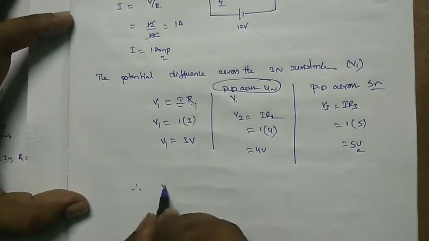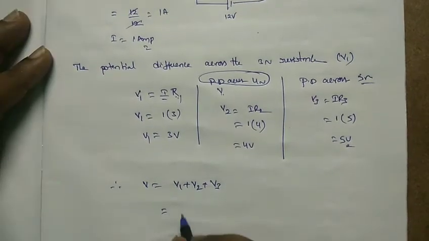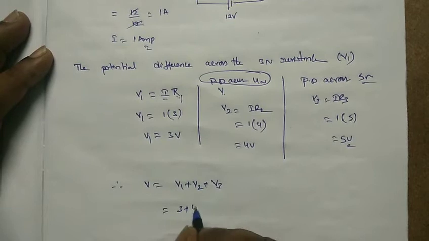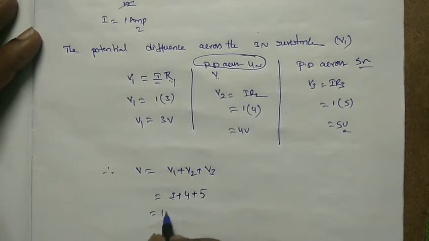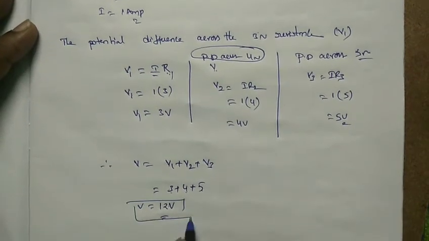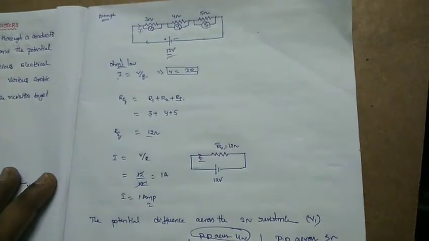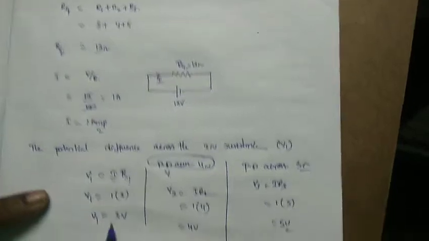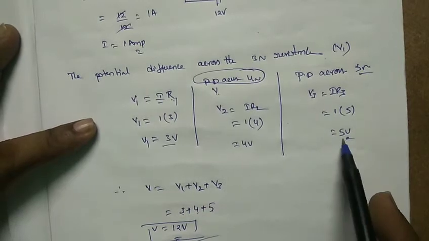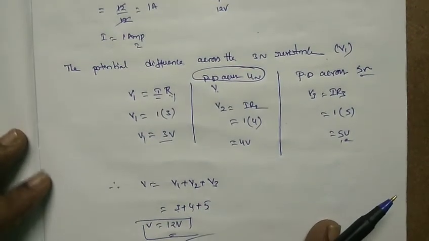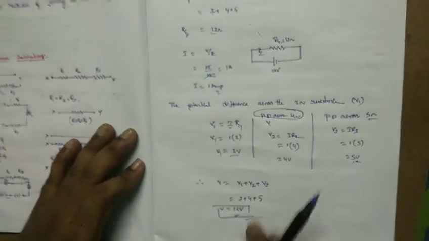Here the total voltage V is equal to V1 plus V2 plus V3. V1 is 3, V2 is 4, V3 is 5. So 3 plus 4 plus 5 is 12 volts. This is for verification. So we get 3 volts across the 3 ohms resistance, 4 volts across the 4 ohms resistance, and 5 volts across the 5 ohms resistance. This is for the entire series combination of the system.